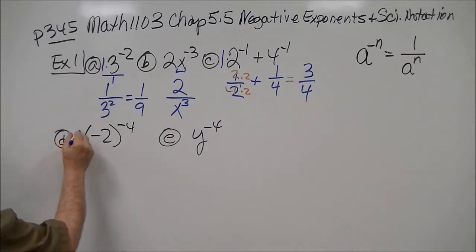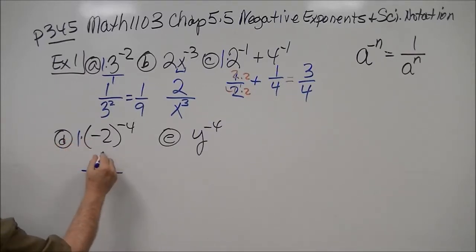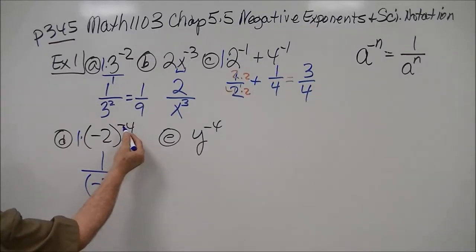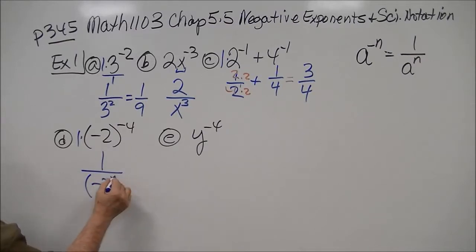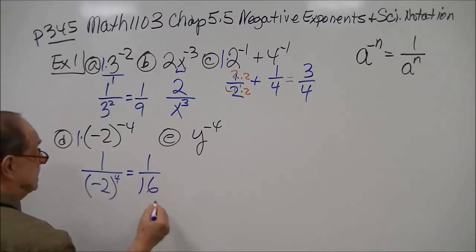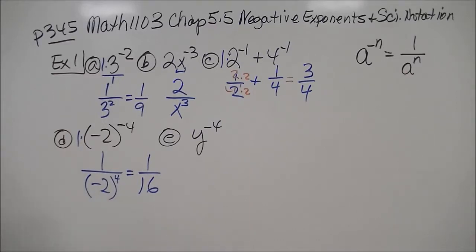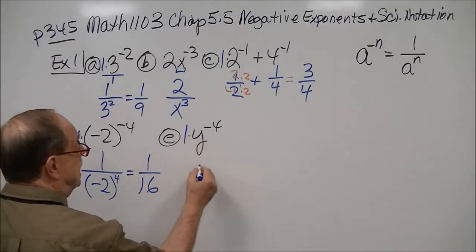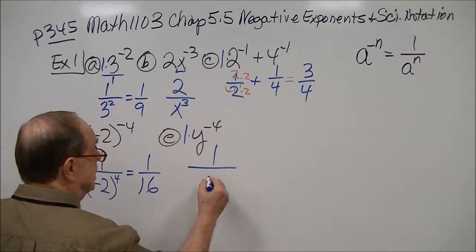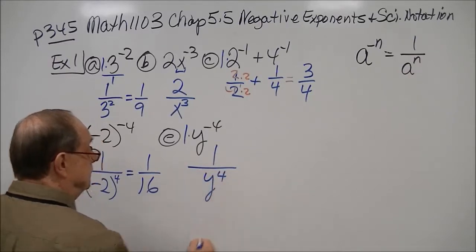Again, this is 1 times that, so the 1 stays in the numerator. We now bring our negative 2, the exponent crosses the division bar, it becomes positive, and then we can simplify that. And since it's an even power, our negative sign will become positive. And 2 to the 4th is 16. And again, this is 1 times that. So the 1 stays in the numerator. The y to the negative 4 comes down as y to the 4th.